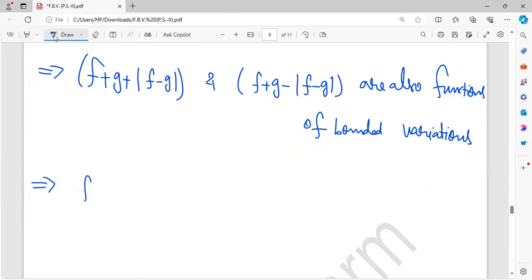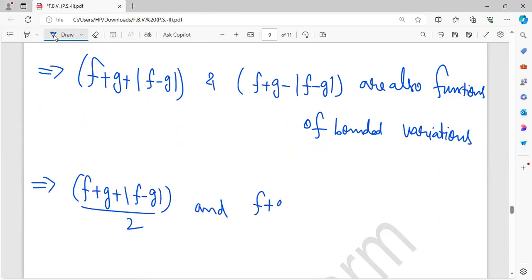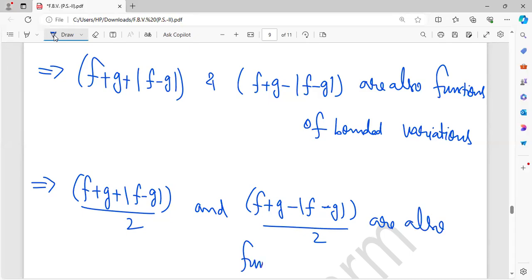So this implies f plus g plus f minus g upon 2 and f plus g minus f minus g upon 2 are also functions of bounded variation. But they are nothing but, what is this? This is maximum, and this is minimum.